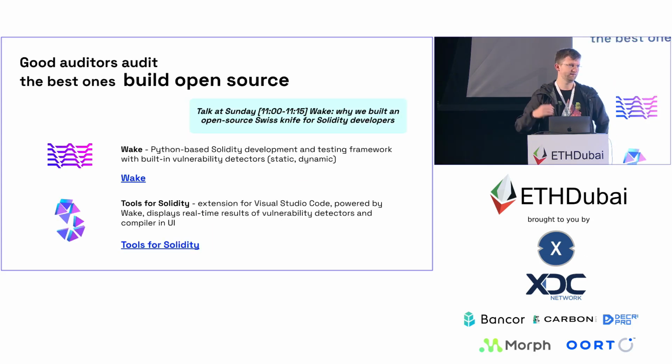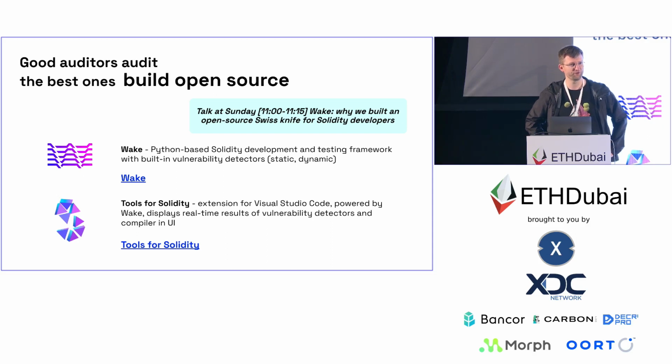And I always say that the best auditing companies provide something back, which in our case is open source. Like Trail of Bits have their Slither, OpenZeppelin is providing all the libraries, and we have our Wake. Wake is a framework, which is basically a static analyzer, a fuzzer, and a lot of other stuff. I will be speaking about Wake tomorrow, so if you are interested in our tech, please come to my talk on Sunday at 11. Here is not the space to talk about the tech.